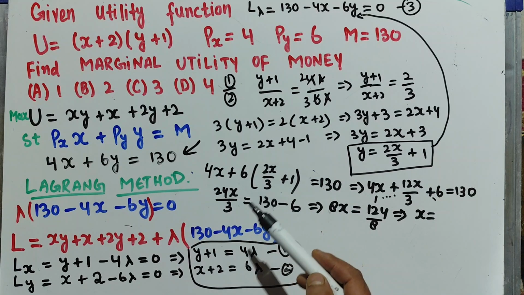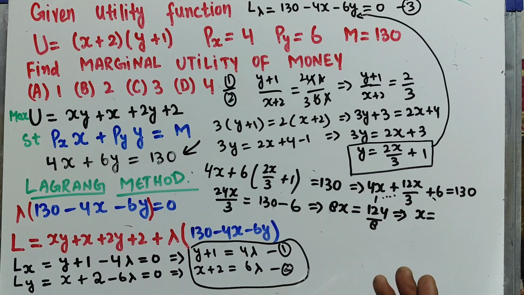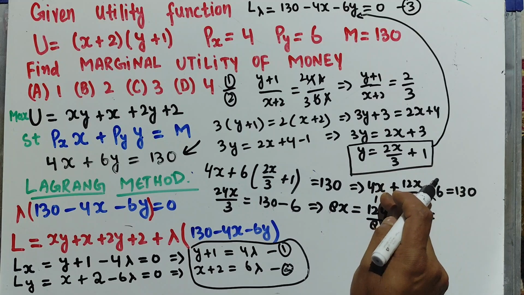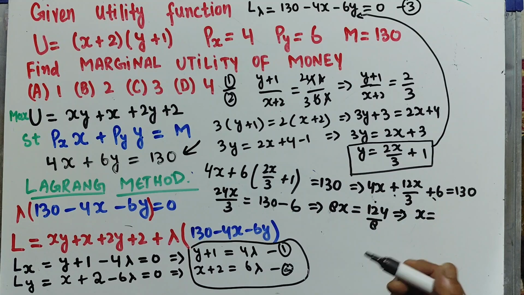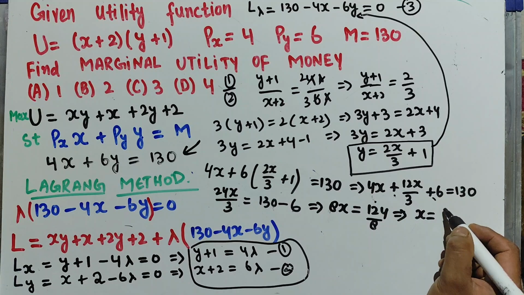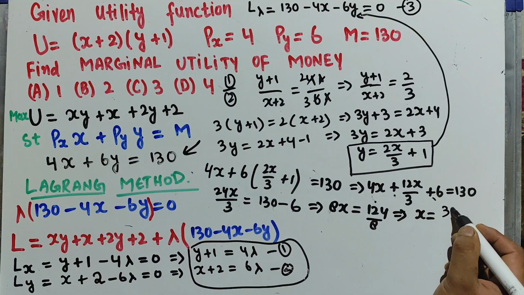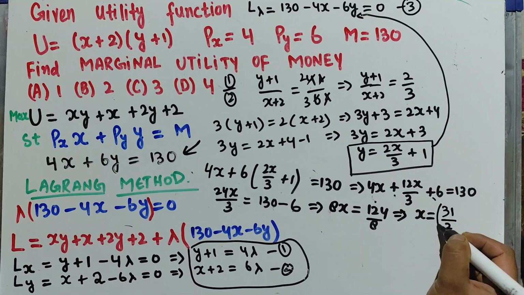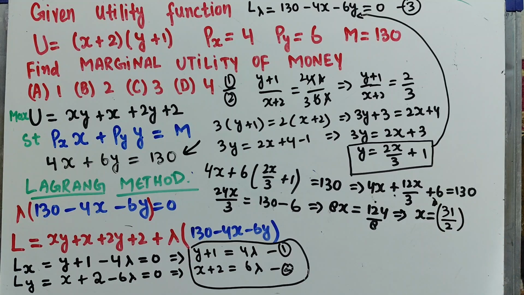Okay, here 6 2s are 12, 6 1s are 6, 3 4s are 12, but 2, 24x upon 3 is equal to 130 minus 6, which comes out to be 124. Okay, so 124 divided by 8, so 8 1s are 8, so it is not divisible by 8. So let's divide it by 4, so we get 4 3s are 12, 4 1s are 4, here we get 4 2s are 8, so 31 upon 2, that will be the optimal consumption of good x.